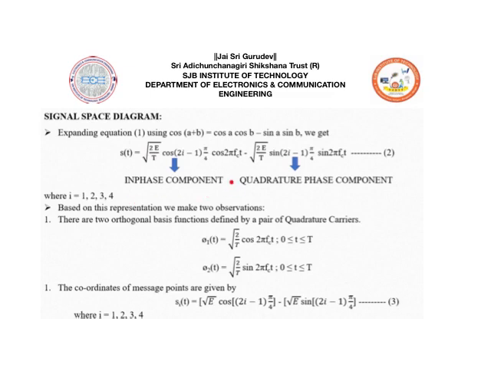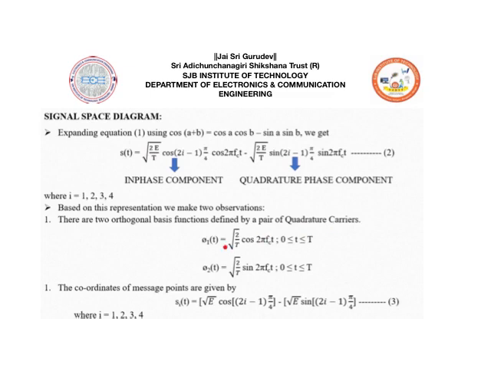Now based on this representation, that is equation 2, we can make two observations. The first observation is there are two orthogonal basis functions. As you can notice here, one is in terms of cos, another in terms of sin, and they are defined by a pair of quadrature carriers.